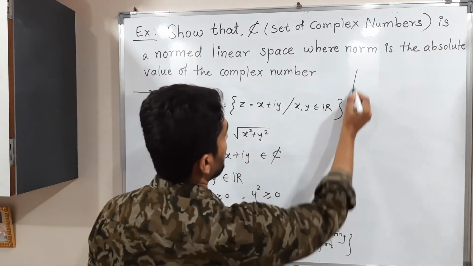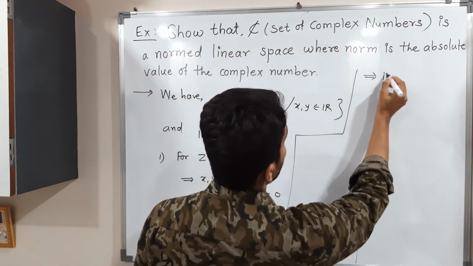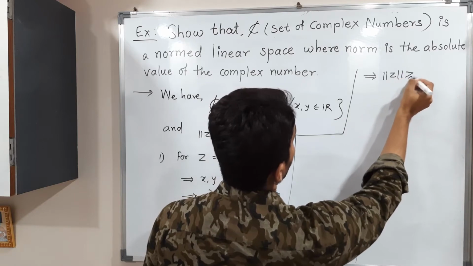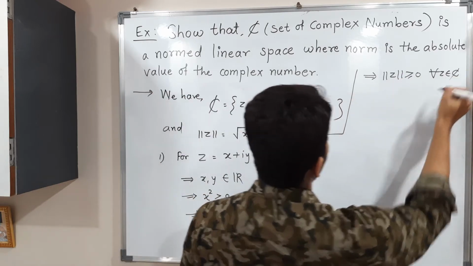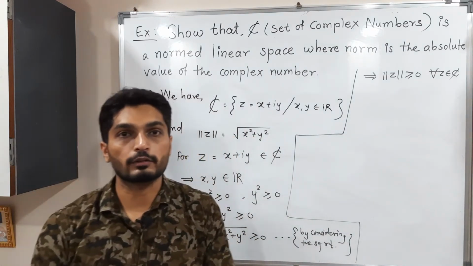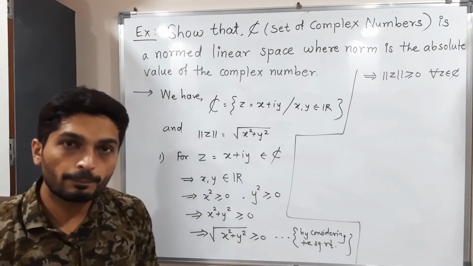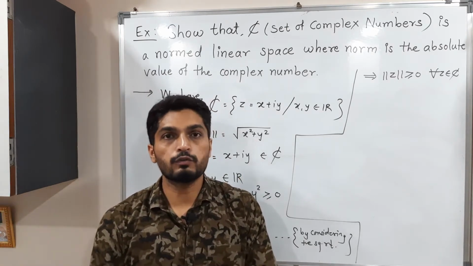So therefore I can write, we have a lot of space on this side, so I will write here. This implies norm z is greater than or equal to 0, and this is true for all z belonging to C. For any arbitrary z, we proved that its norm is greater than or equal to 0. So in this way, we have proved that our norm satisfies the first condition. So let us go for the second condition.